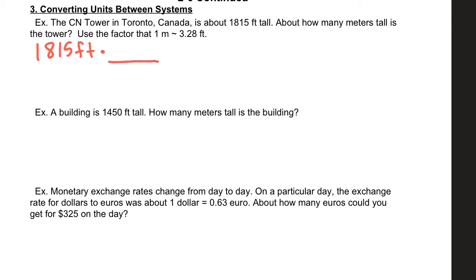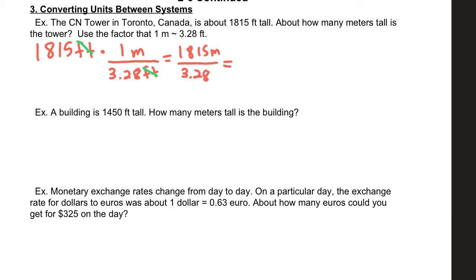I'm going to put feet on the bottom, so I'm going to use this ratio and say 3.28 feet fit into 1 meter. And I put feet on the bottom because those units divide out. So essentially, this becomes 1,815 meters divided by 3.28. And I'm going to grab my calculator quick to do that math. So I'm going to do 1,815 divided by 3.28.